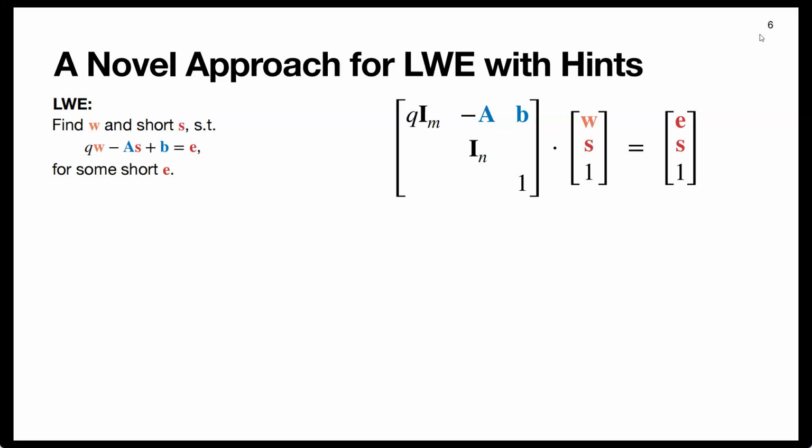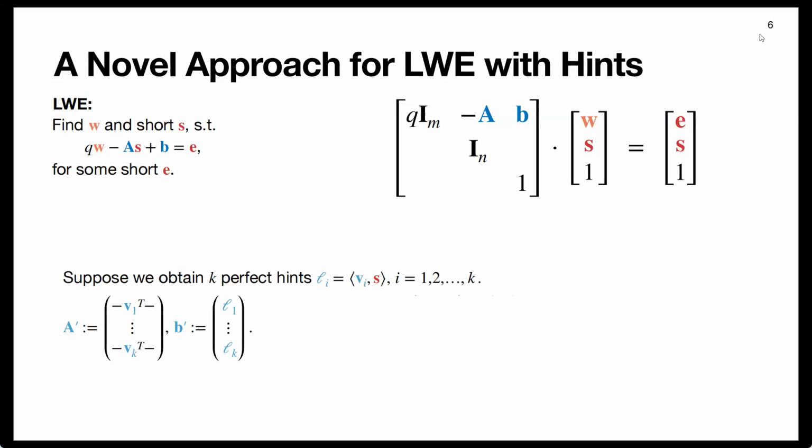Good. Now back to LWE with hints. For simplicity, I will only talk about perfect hints, but we show in the paper that everything that I show you now also works for modular hints with some minor modifications. Say we obtain some fixed number of hints, let's say k. Now we use these hints to define another matrix and another vector. We put in the hint vectors v_i, and in this vector b', we just put in these elements.